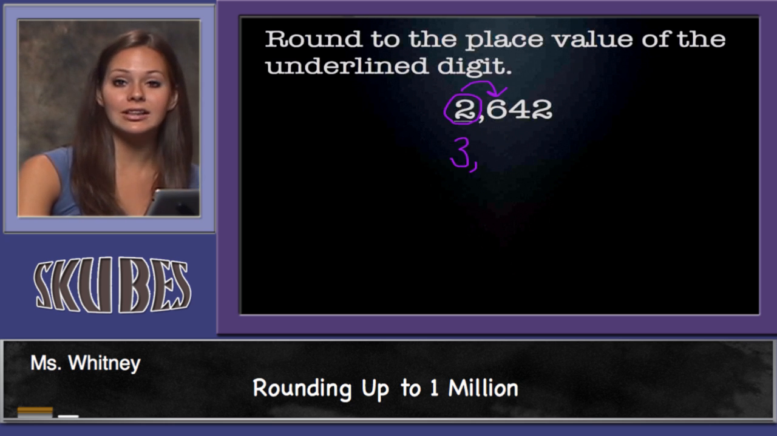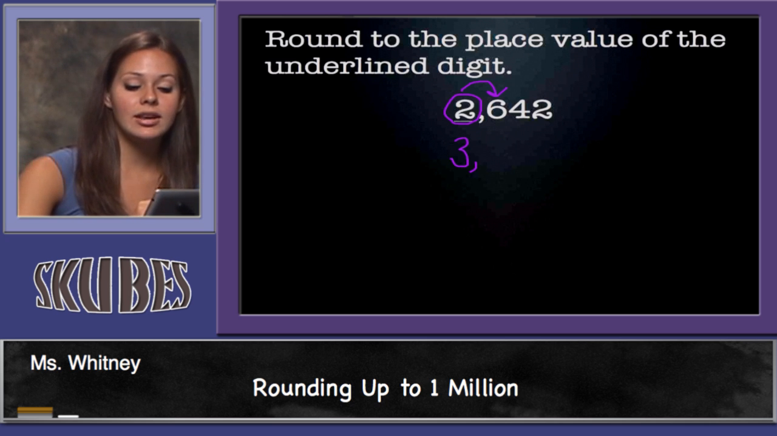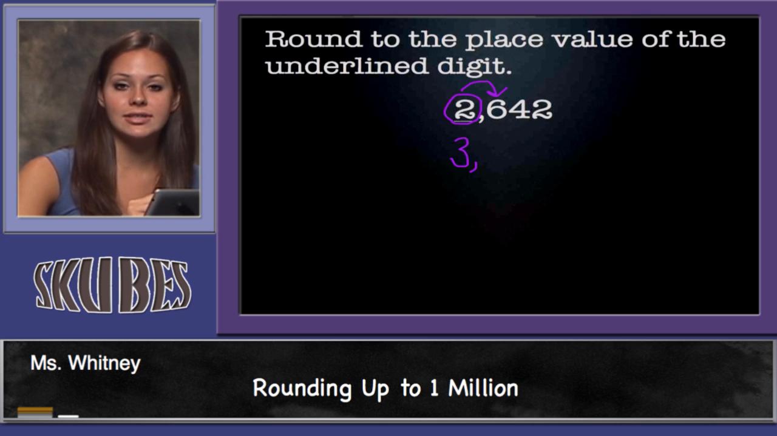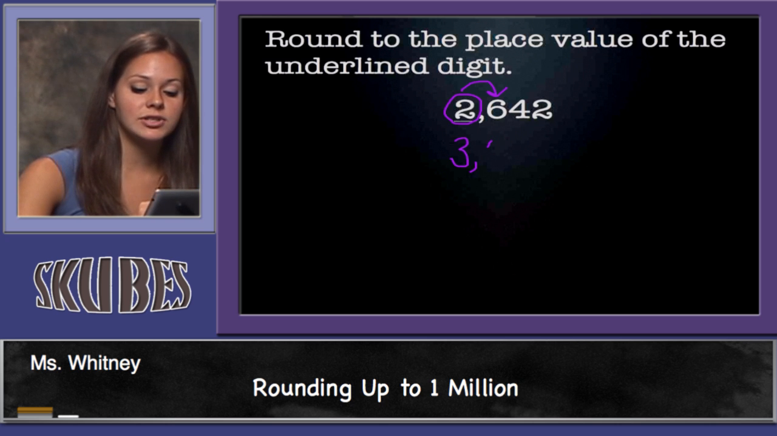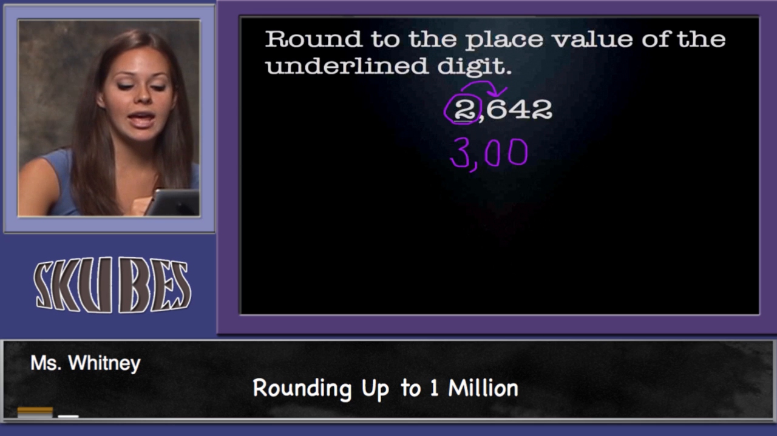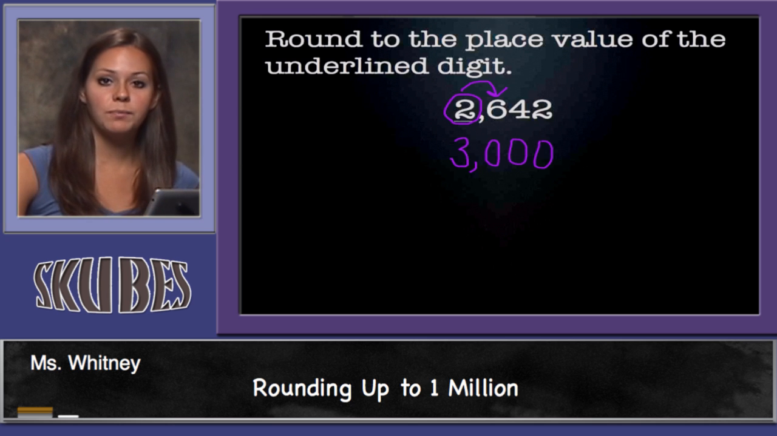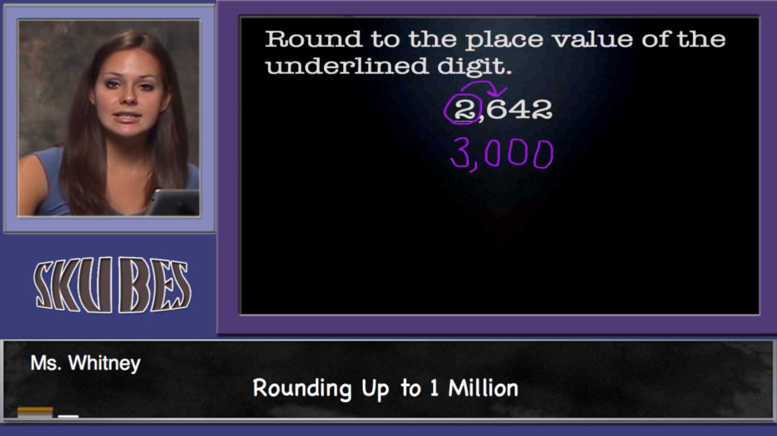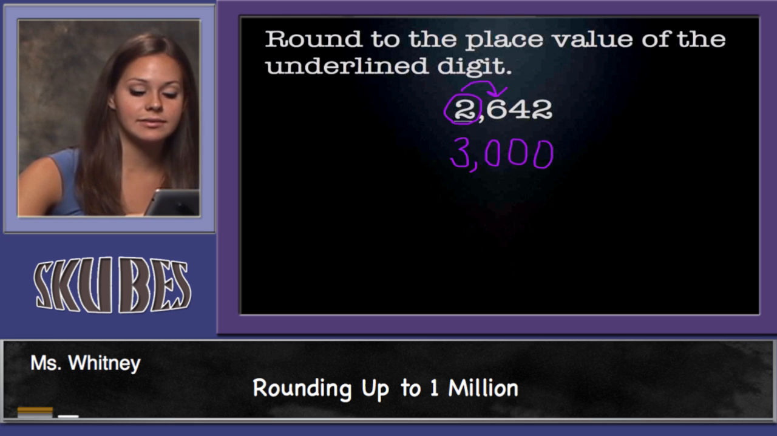The numbers to the left, if there were any numbers bigger than the thousands place, would stay the same. The numbers to the right of our thousands place become 0. So 6 becomes a 0, 4 becomes a 0, and 2 becomes a 0. So 2,642 rounds to 3,000 when we're rounding to the nearest thousand.